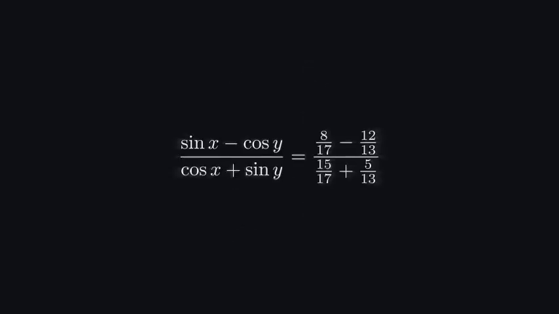Now substitute. Sine of x equals 8 over 17. Cosine of y equals 12 over 13. Cosine of x equals 15 over 17. And sine of y equals 5 over 13.